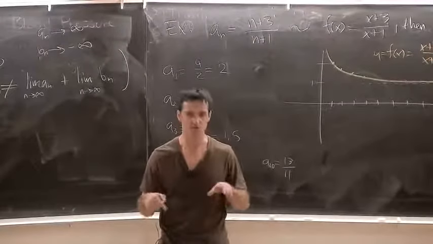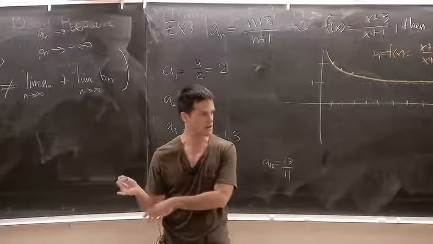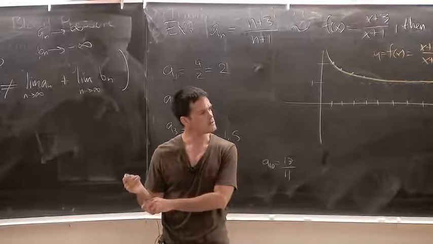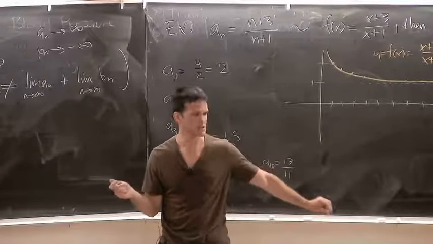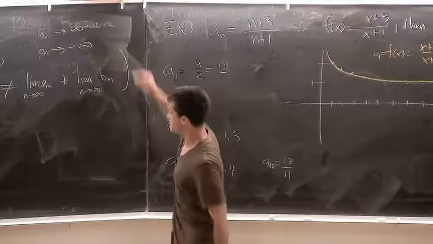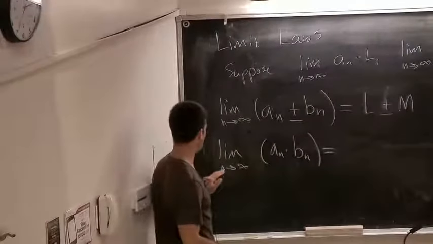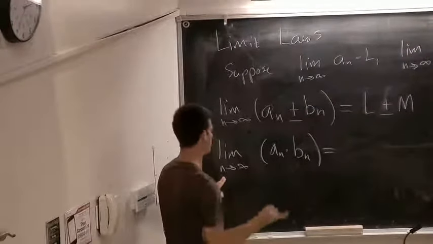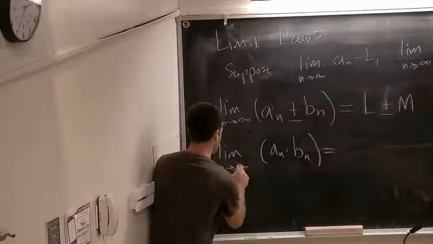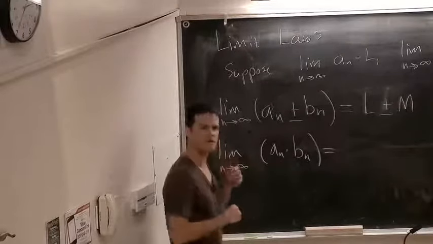For sequences, you're generally just letting n go to positive infinity. We might have sequences with negative indices at some point, but not for now. It's just positive infinity. So again, for all these, we're letting n go to positive infinity, the same limit in both cases. I don't know if that answers your question.